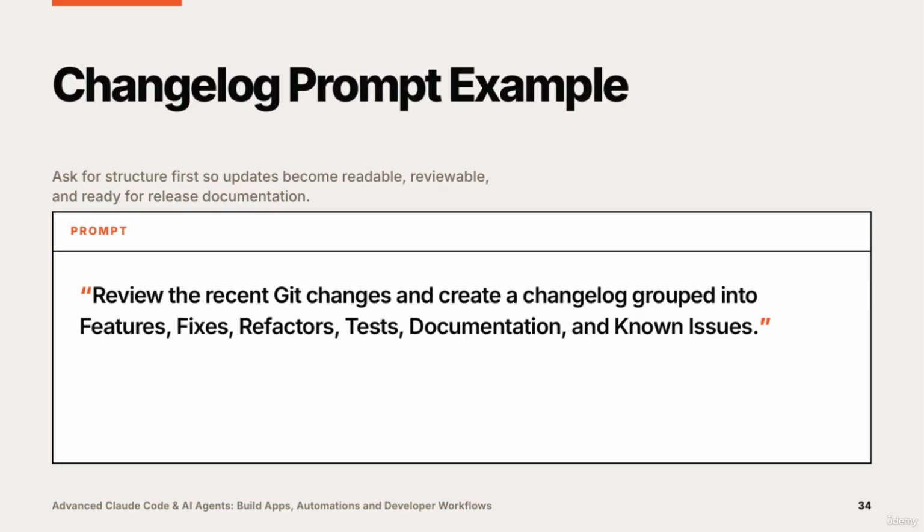Here, we're looking at an example of a changelog prompt designed to make updates clear and organized. The key idea is to first ask for a structured format. This ensures that the changelog is not only easy to read, but also simple to review and ready for any release documentation. The specific prompt example asks the system to review recent Git changes and categorize them into distinct groups like features, fixes, refactors, tests, documentation, and known issues. By grouping changes this way, it becomes much easier to understand what was added, what was improved, and what outstanding issues remain. This approach leverages advanced AI tools like Claude Code and AI agents to streamline the development workflow, making your app building, automation, and documentation process more efficient and effective.